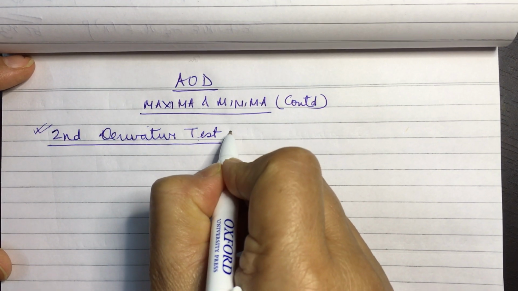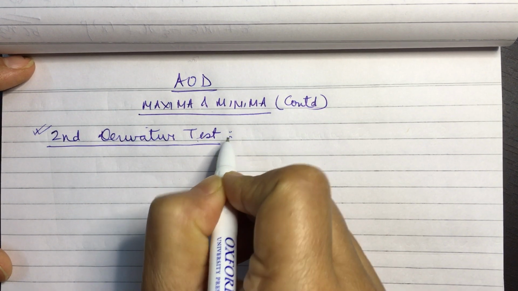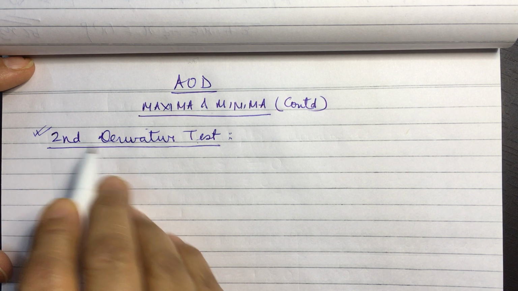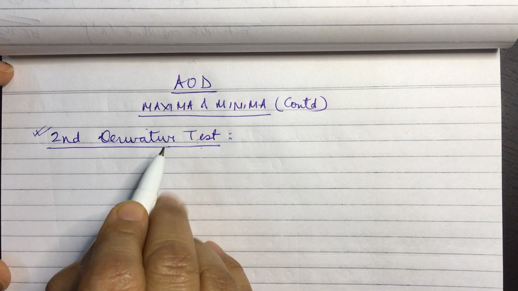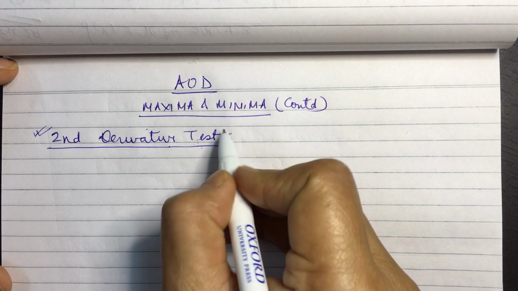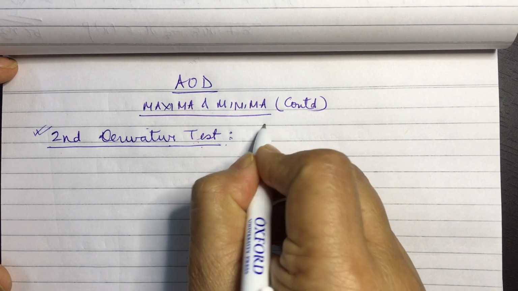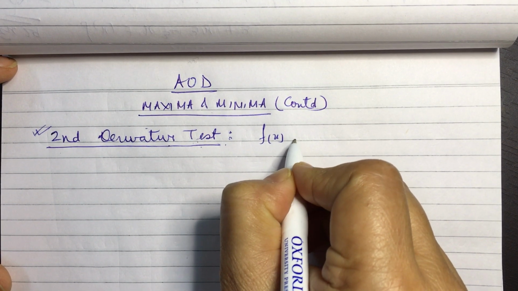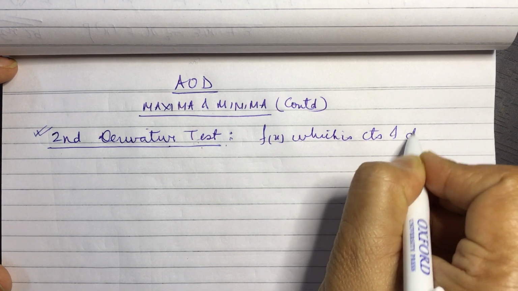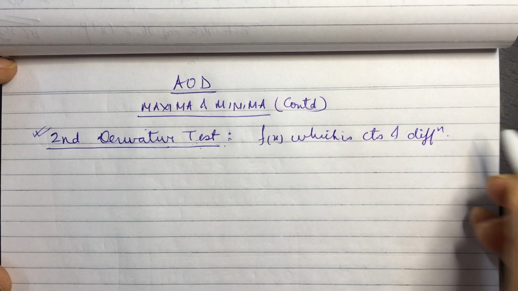So let's see. All the questions which we had already discussed under the first derivative test can also be done using the second derivative test. Now in this case, consider a function f(x) which is continuous and differentiable in some interval.